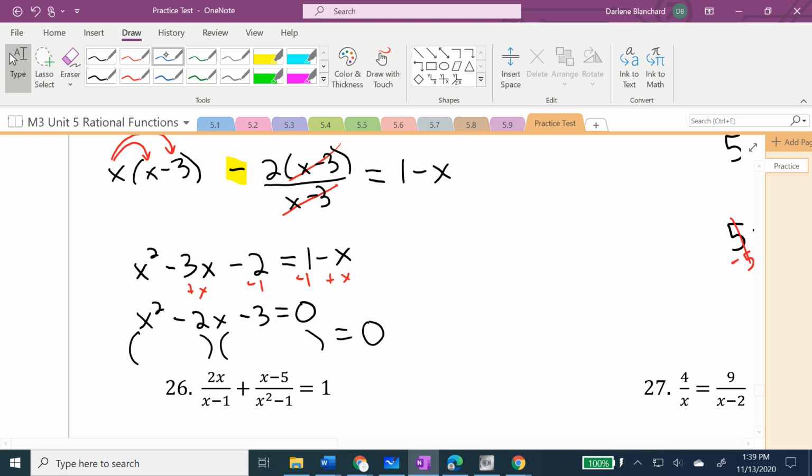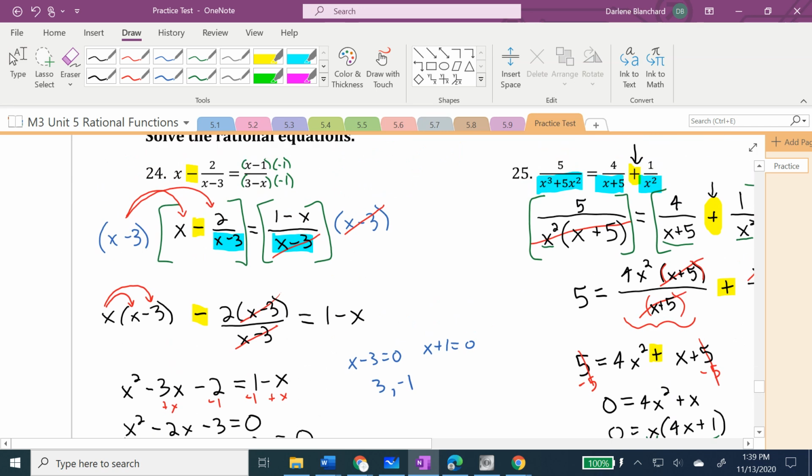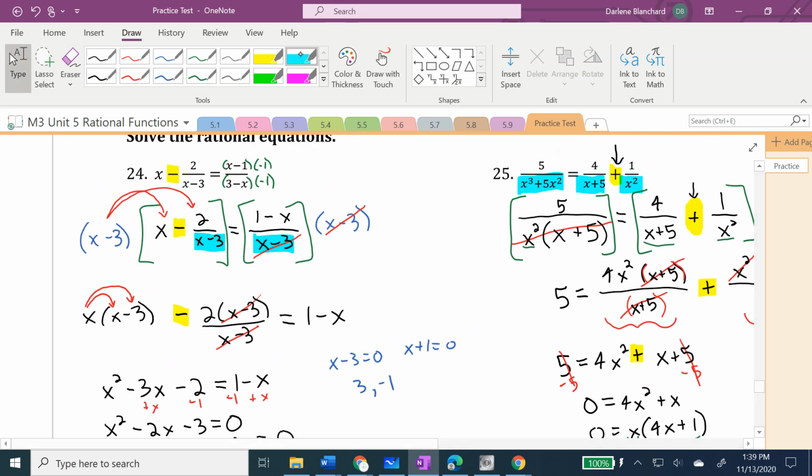Now, this factors to x minus 3 and x plus 1. Setting each of those factors equal to 0 gives me my solutions. But I have to double check. Do either of them make an original denominator equal 0? Oh, yes. 3 is out of there.